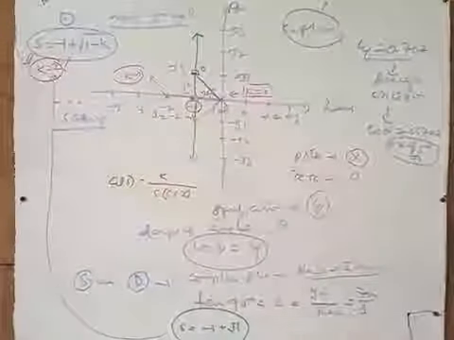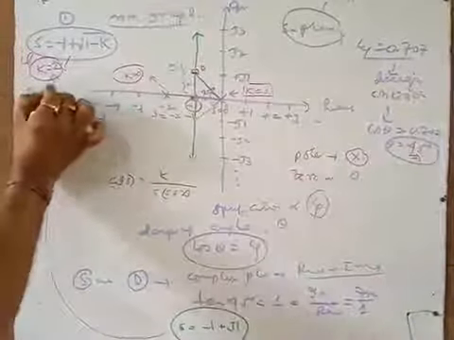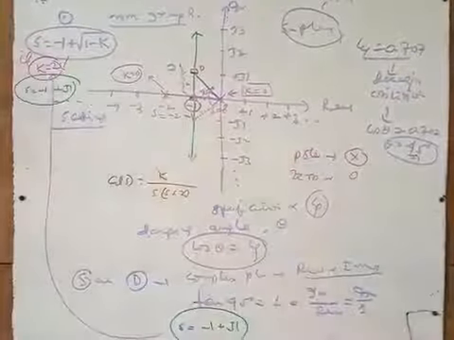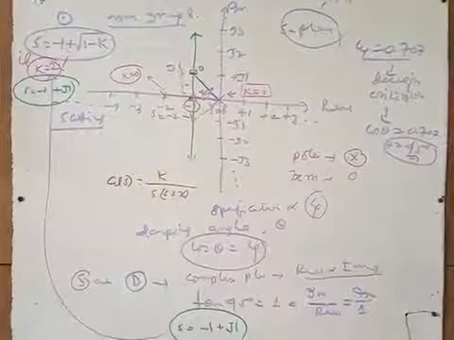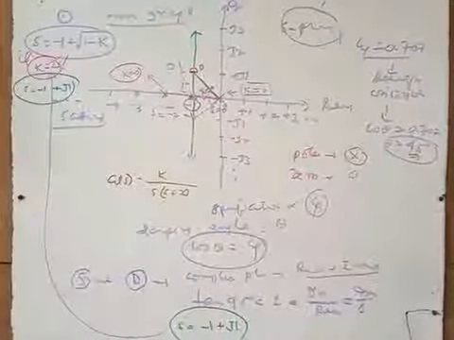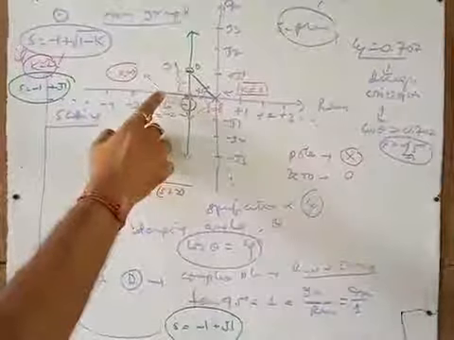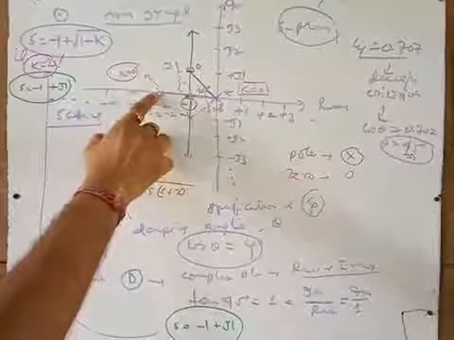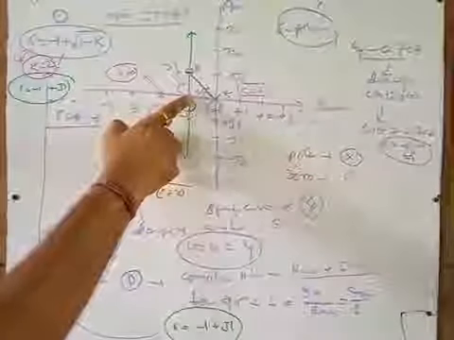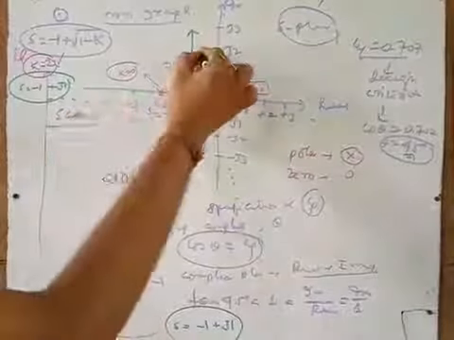And if the value of K is equal to 2, what is the value of S? S is equal to -1 plus j1. So if S is equal to -1 plus j1 is the closed loop pole location you want, you have to take K equal to 2. And you see again, the value of K is varying. Here the value of K is equal to 0, here the value of K is equal to 1, and now the value of K is increasing, and in this position the value of K is equal to 2.